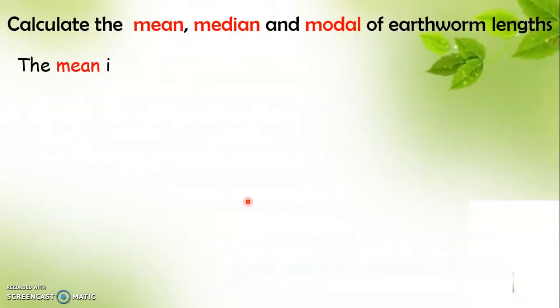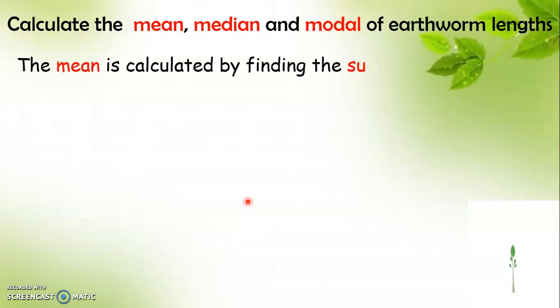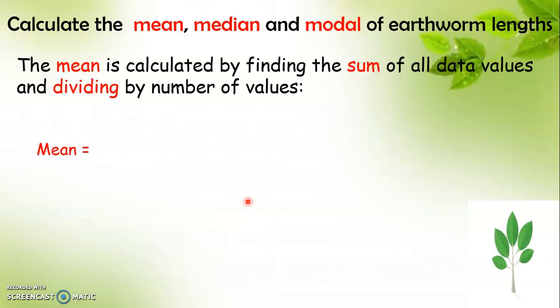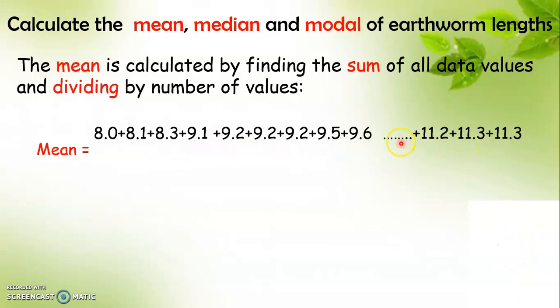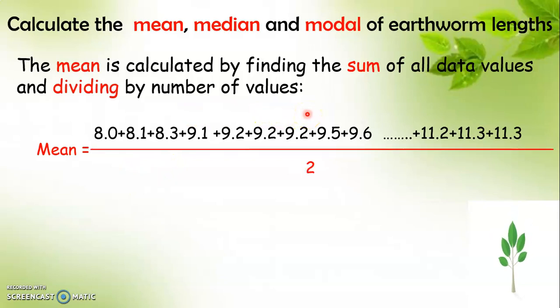So how will we calculate the mean from the stem and leaf diagram? Okay. So what we need to do is to find the sum of all the data. So we need to add all the data. I put this one because we don't have space. It means just continue adding until the last data. And we need to divide it by the number of values. How many values do we have? It is equal to 20 in all.